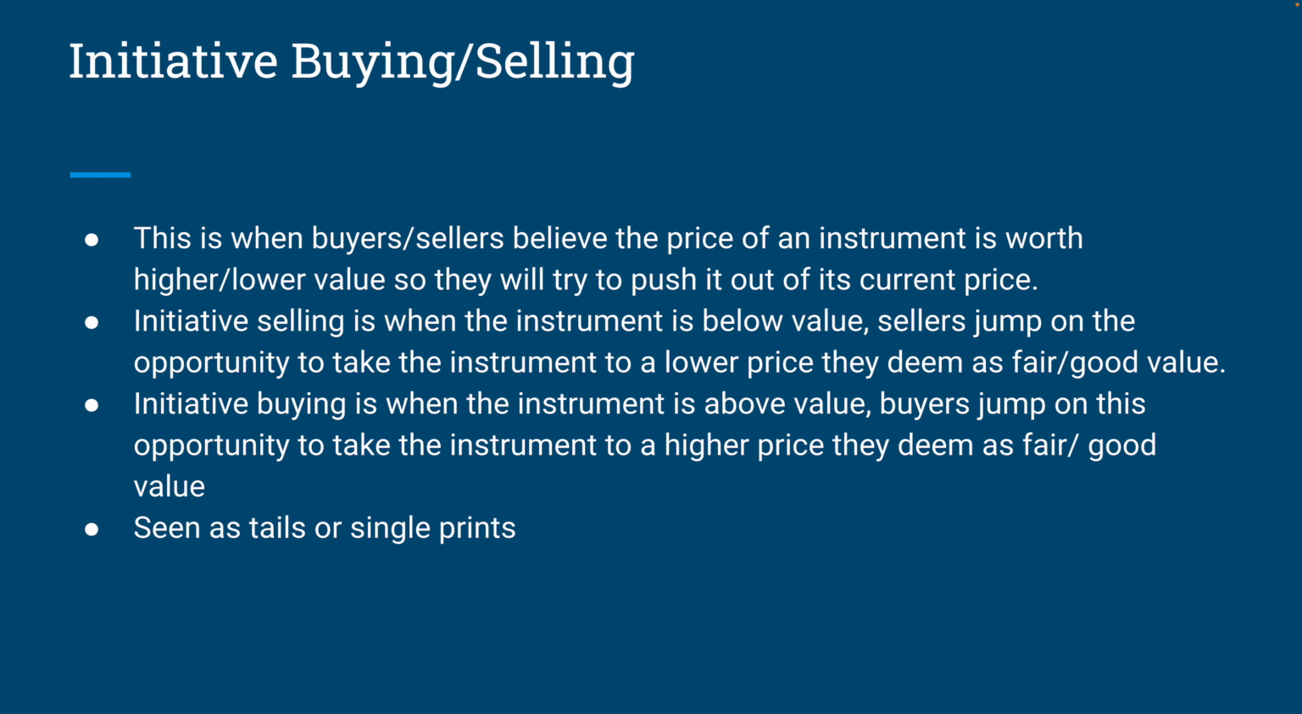The second type of buying and selling is known as initiative. So this is when buyers and sellers believe the price of an instrument is worth higher / lower value, so they will try to push it out of its current price. Initiative selling is when the instrument is below value. Sellers jump on the opportunity to take the instrument to a lower price they deem as fair / good value. Initiative buying is when the instrument is above value. Buyers jump on this opportunity to take the instrument to a higher price they deem as fair / good value. This can be seen as tails or single prints. Once again, we'll be discussing this in part 2.